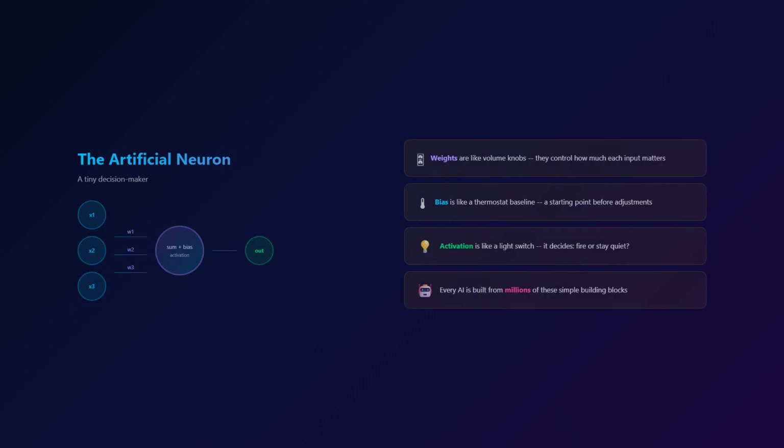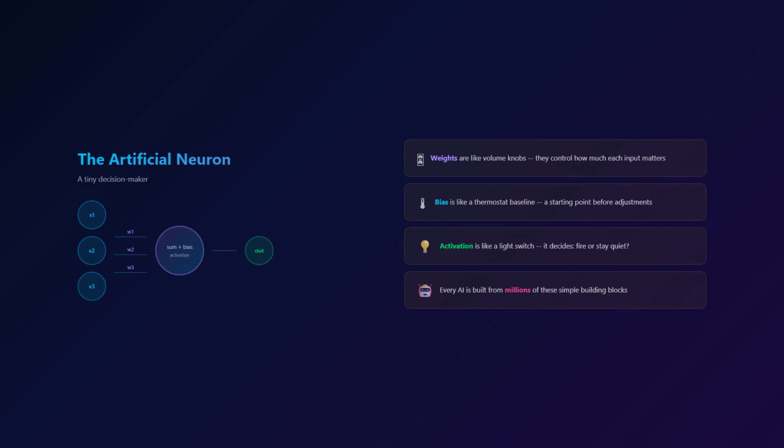Now let's zoom into the building block of all neural networks, the artificial neuron. Think of it as a tiny decision maker. Here's how it works. It takes in some numbers. These are the inputs. Maybe it's the brightness of pixels, or the price of a house, or words in a sentence. Each input gets multiplied by a weight. Think of weights as volume knobs. A big weight means that input matters a lot. A small weight means it doesn't matter much.